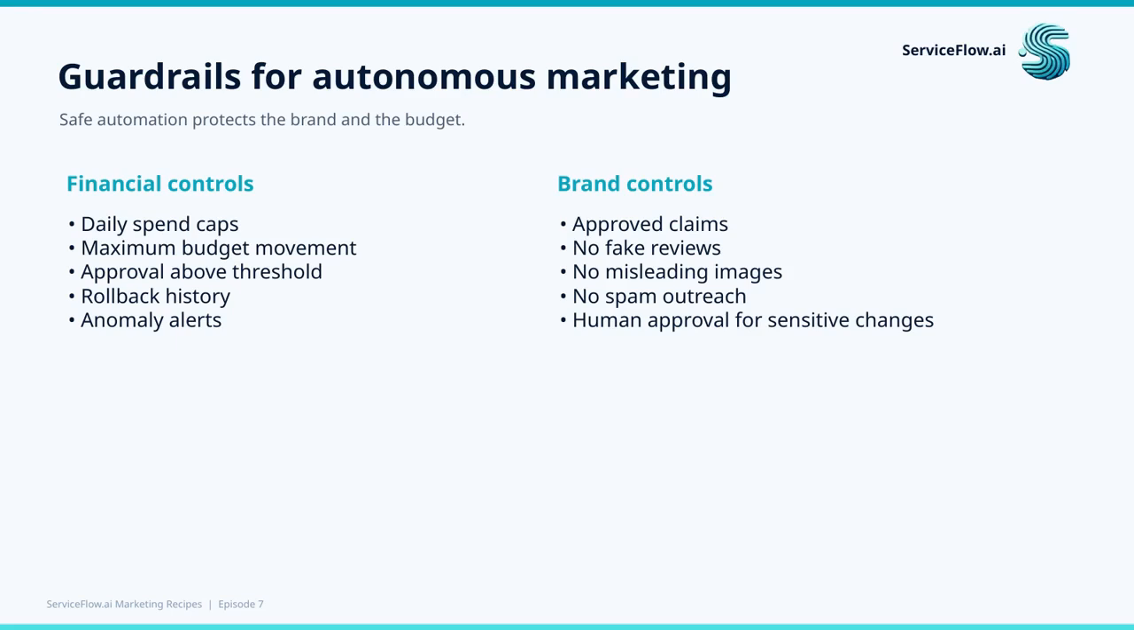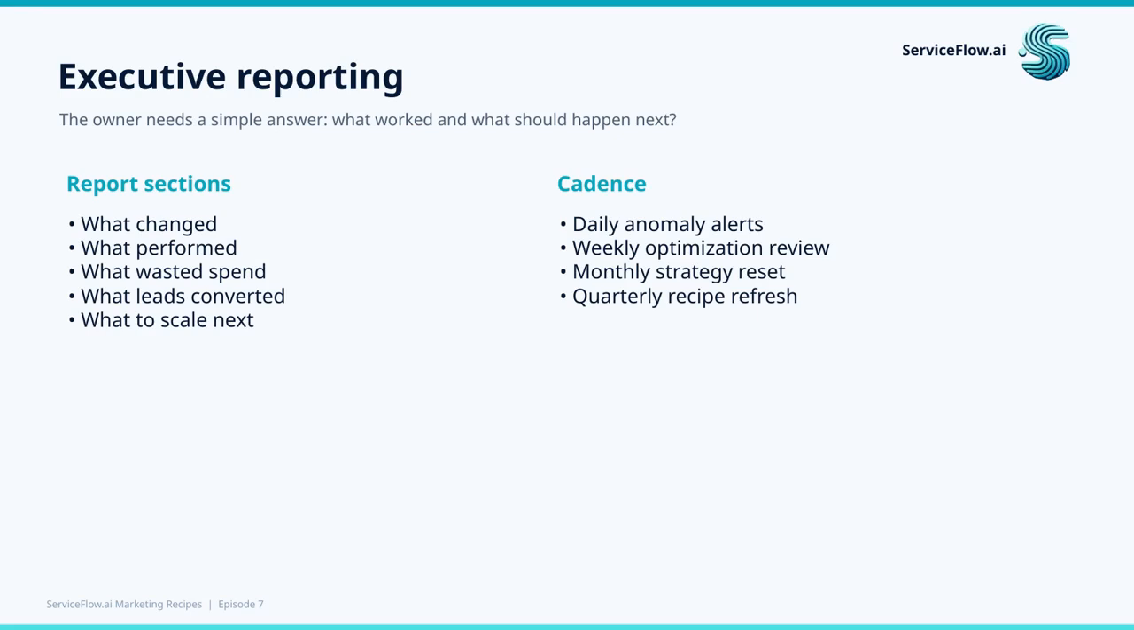The fourth recipe is guardrails for autonomous marketing. AI should not freely change pricing, make legal claims, overspend budgets, or launch sensitive campaigns without approval. ServiceFlow.ai should use financial controls, brand controls, compliance rules, budget limits, approval thresholds, and rollback logs. The goal is safe autonomy, faster execution with human control where judgment matters.